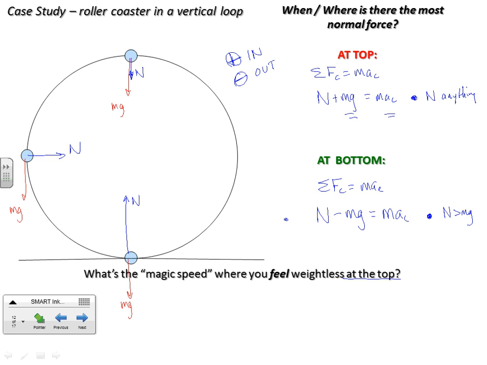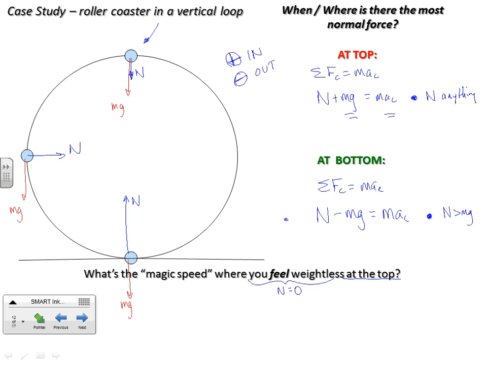Scales don't measure your weight. Scales measure normal force. Bathroom scales measure normal force. So if that seat doesn't have to push on your butt, then you feel weightless, right? That means the normal force is 0. And notice, up here, we can get away with having a normal force of 0 because mg still points towards the center. mg provides the entire centripetal force.